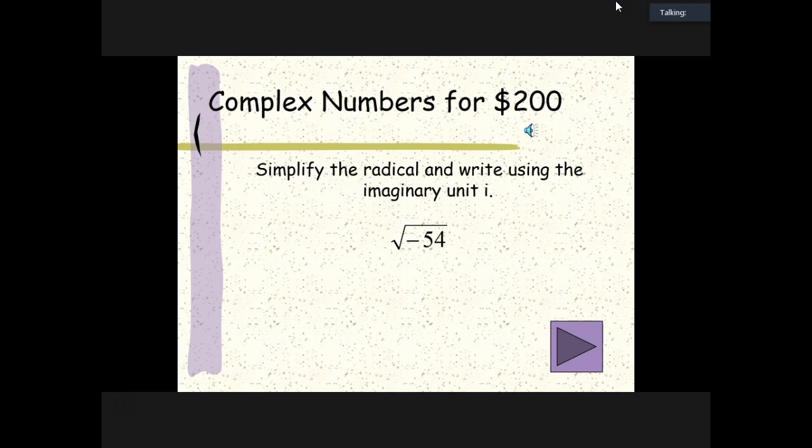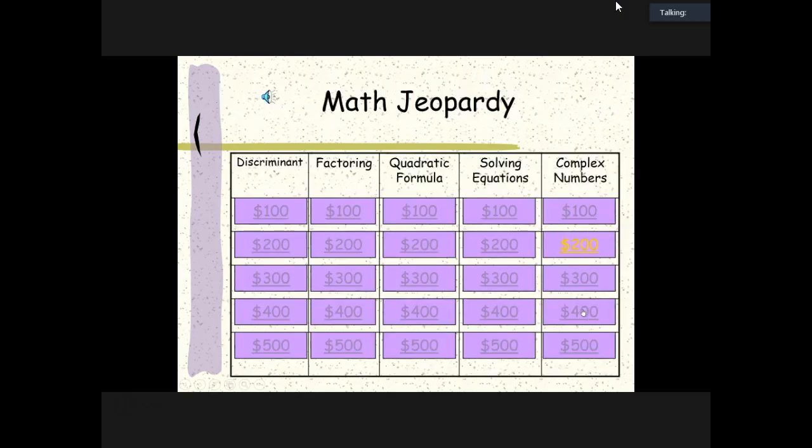That is correct. The correct answer is 3i square roots of 6, because 54 breaks down into 9 and 6. The square root of 9 is 3, so you get 3i square roots of 6. Okay, 200 points go to the right. 800.